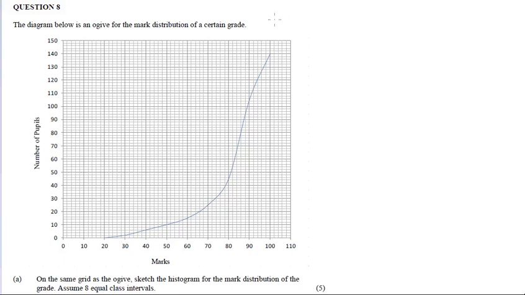Question 8 says the diagram below is an ogive for the mark distribution of a certain grade. And in question A, on the same grid as the ogive, we are required to sketch the histogram, which is basically a bar graph of the actual frequencies in each category. So in order to do that, we are going to read off values from the ogive, which is basically the cumulative frequency, determine the actual frequency in each class, and then draw the histogram accordingly.